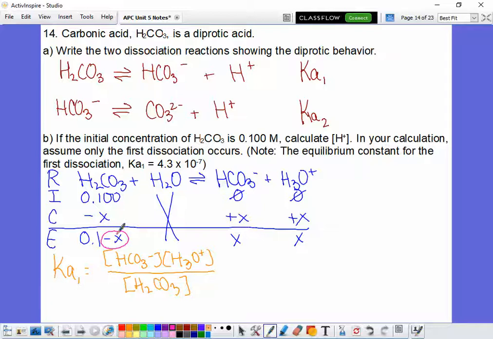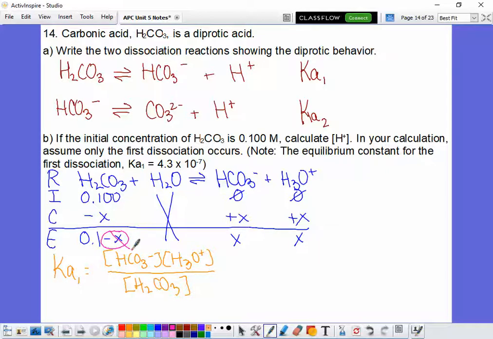The initial concentration over the Ka value. So we're going to do 0.1 over 4.3 times 10 to the negative 7. And if that's greater than 400, then that minus x is negligible. And it's significantly greater than 400. It's like 233,000. So that minus x is negligible.